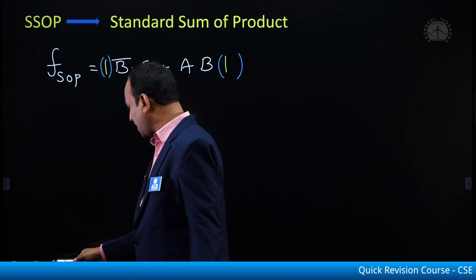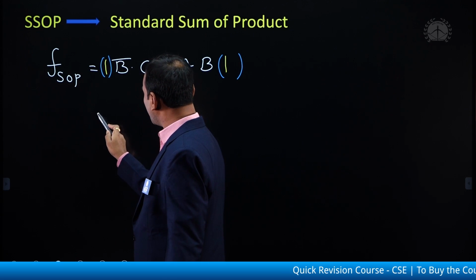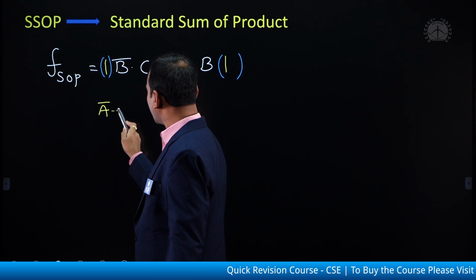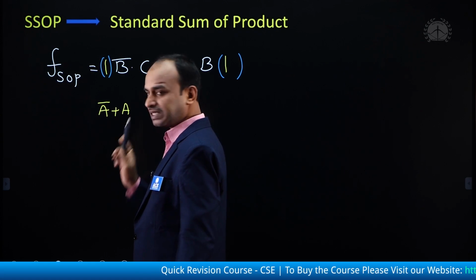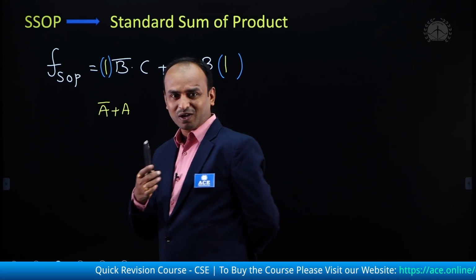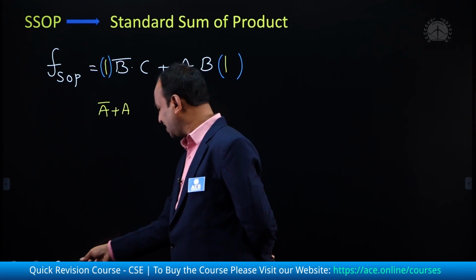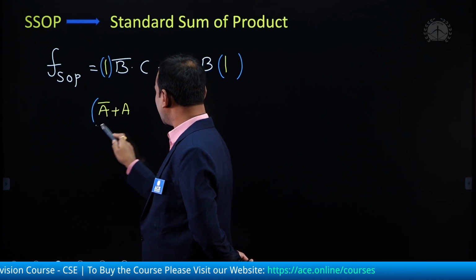So in the place of 1, we'll write, in Boolean algebra, A bar complement, that is A plus A complement, equal to 1 only. So the originality is not changing. Now I am keeping it in a box here.